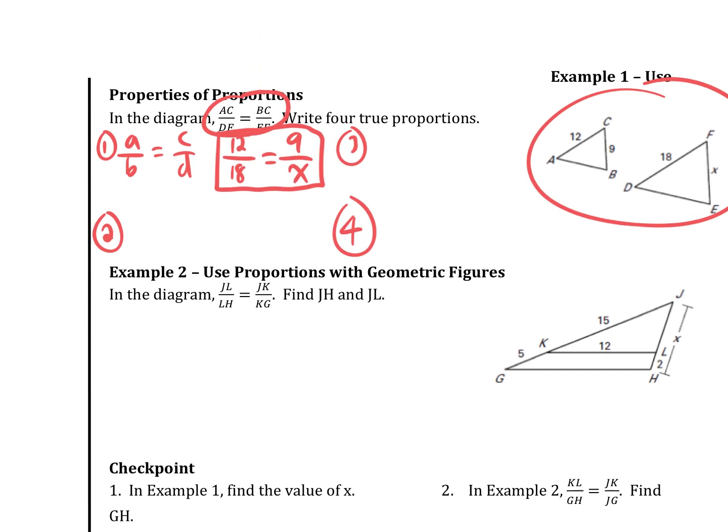Okay, so the second one we talked about was we could flip it. We could do the reciprocal property. We can flip them. So instead of A over B, we get B over A, and instead of C over D, we get D over C. So we can flip all these numbers here. We're going to flip them.